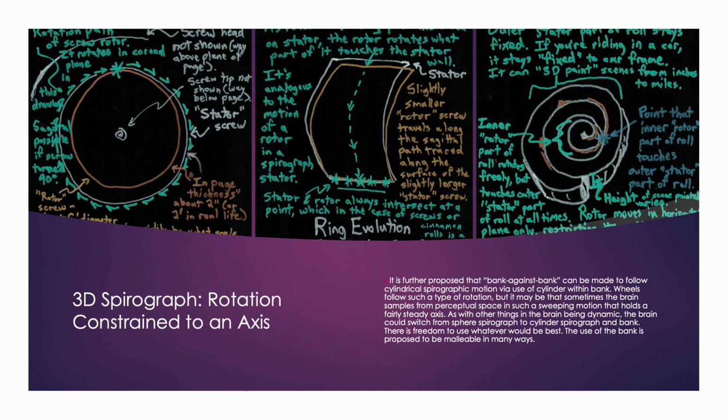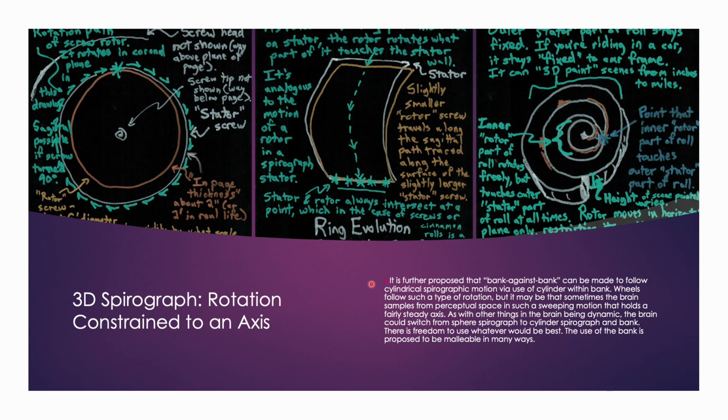But as you recall, the bank also has a cylinder inside, not just the sphere, and that can also exhibit spirographic activity, but it would now be constrained. The rotation or spirographic movement would be constrained to one particular rotation axis. And I do think that the brain does this sometimes. So here you've just got depicted a coronal instance on the left. You have a sagittal, I think, instance here in the middle, and you have a transverse or horizontal example on the right.